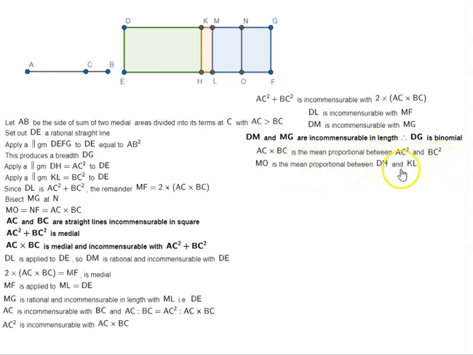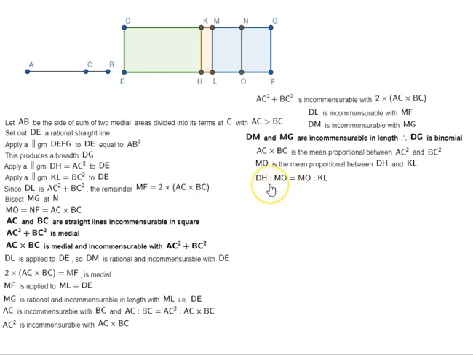Okay, AC by BC is the mean proportional between AC square and BC square. MO is the mean proportional between DH and KL. MO is what? MO is this, which is AC by BC. And AC square and BC square are what? DH and KL. So that is how we can say MO is the mean proportional between DH and KL, and that can be written in proportionality form like this.